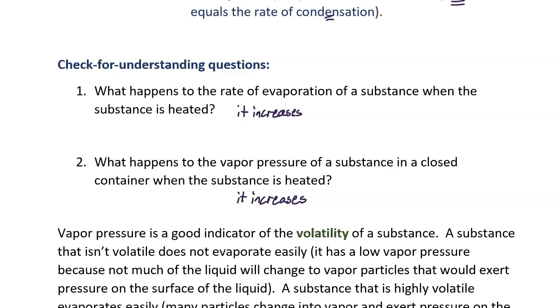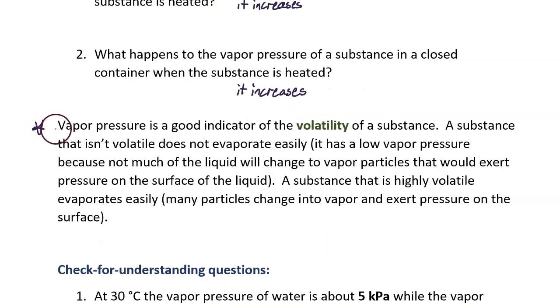Number 2, what happens to the vapor pressure of a substance in a closed container when the substance is heated? The vapor pressure will increase, because when heat is applied, more particles will change into vapor. If there's more vapor particles, then there will be more collisions with the surface of the liquid, and that increases the vapor pressure.